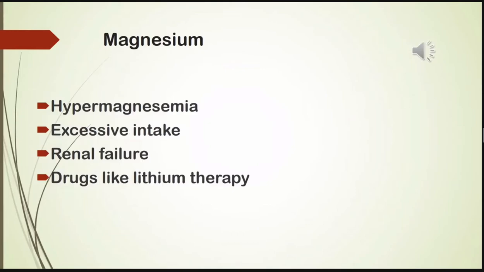Hypermagnesemia happens when there is too much magnesium in your blood. This can happen if you have excessive intake of magnesium or in conditions where you have renal failure, wherein you cannot filter out the extra magnesium that's in your blood. Drugs like lithium therapy can enhance absorption of magnesium, leading to increased magnesium levels in the blood.